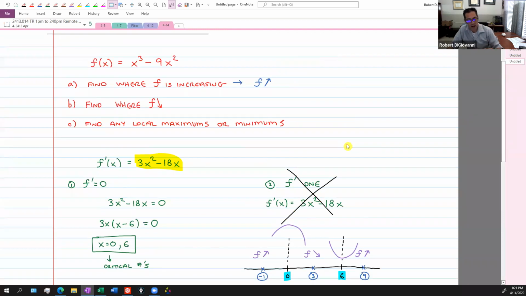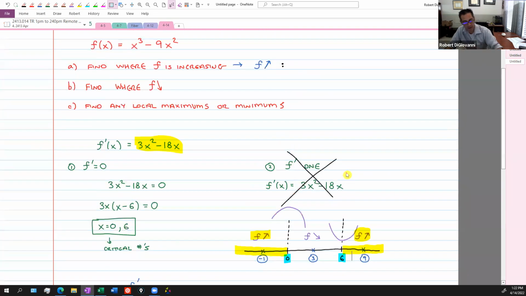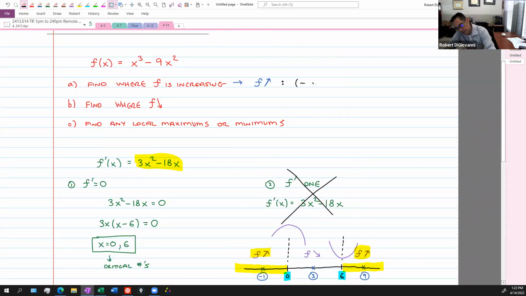First question was, find where f is increasing. Let's answer that. Where is my function increasing? Look at it. Everything to the left of 0, my function is increasing. Everything to the right of 6, my function is increasing. So I'm going to answer this by giving the x values where my function is going up, which means everything to the left of 0 and everything to the right of 6. I will write it this way: negative infinity to 0, union 6 to infinity.